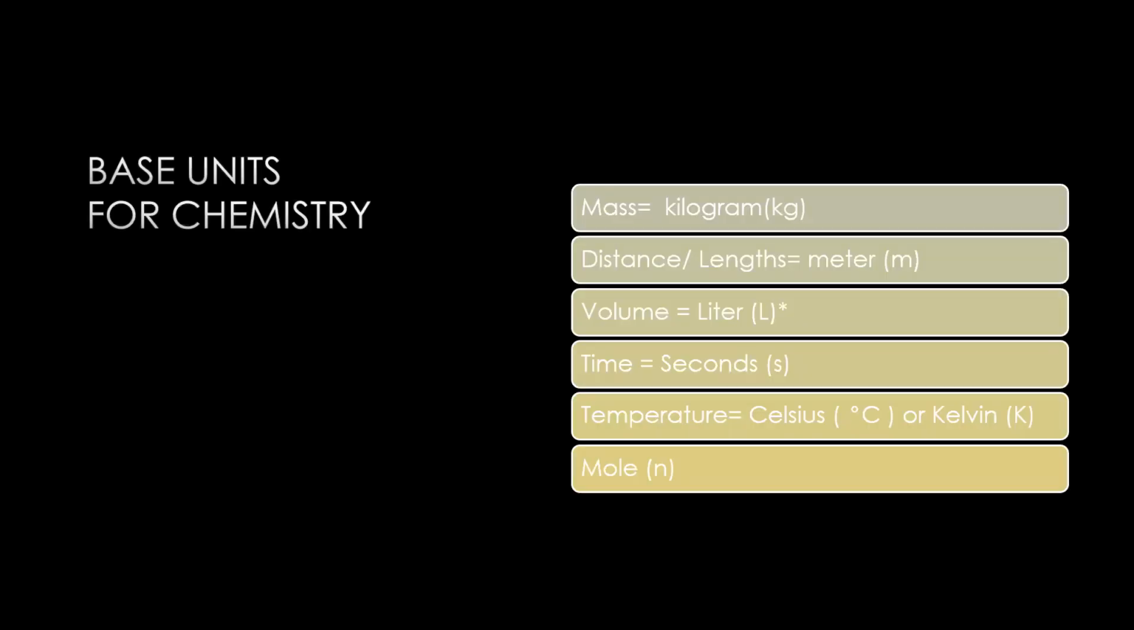For chemistry, we have a bunch of base units. So we have mass, which is kilogram, distance, which is length, that's in meter. Volume is in liter for chemistry. We'll talk about that in a minute. And time is in seconds. Temperature, Celsius or Kelvin. And for chemistry, also we will be using the mole, which we'll get into later.